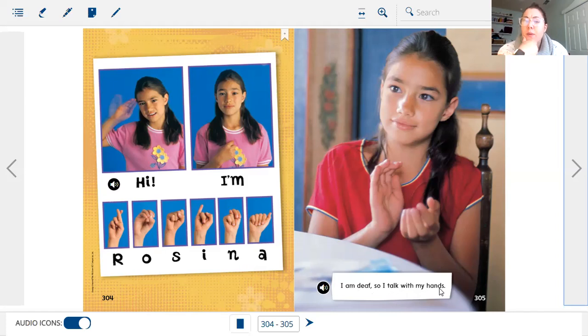So why do you think she's talking with her hands? So think for a moment, why would a girl, because you and I talk with our mouths, why is she talking with her hands? So I see that Rosina is making gestures, and the text says what she's saying. So I'm making the educated guess that she uses her hands to then communicate. All right, let's flip the page.